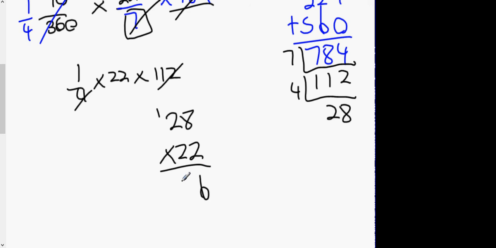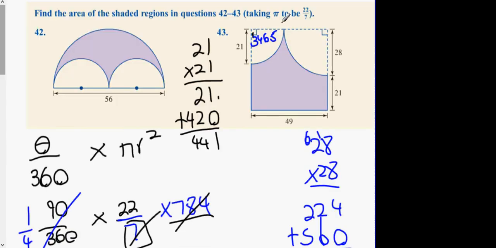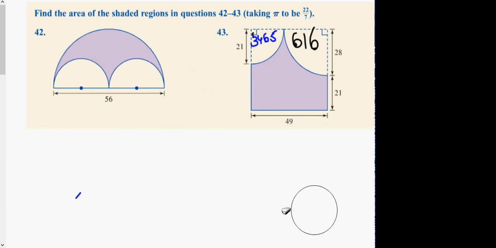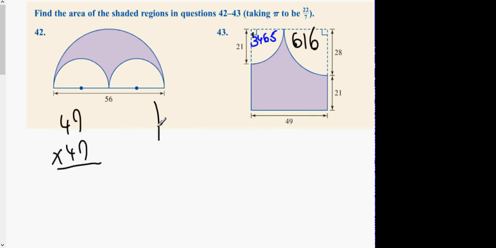6 carry the 1. 56, 0, 560. Add them together. 616. There's your 616. What do we do now, guys, to get the answer? Connor. Find the area of the whole square thing. It is a square, is it? It is a square. So the area of the square is 49 multiplied by 49, because it's 49 here and 49 here. Yes, sorry. And what do we get then?